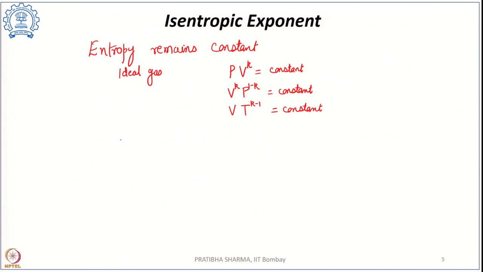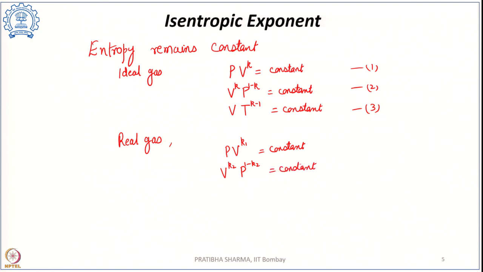However, if we consider the case of a real gas, in that case the exponent used for the different state variables, for each of these equations, also differs. So, in case of a real gas, we can write the expression as one minus k 2 is equal to constant. For the first equation we have used k 1, for the second equation we have used k 2, and for the third equation k 3. So, these exponents differ depending upon which state variables they are connecting, and this exponent also changes with temperature and pressure.